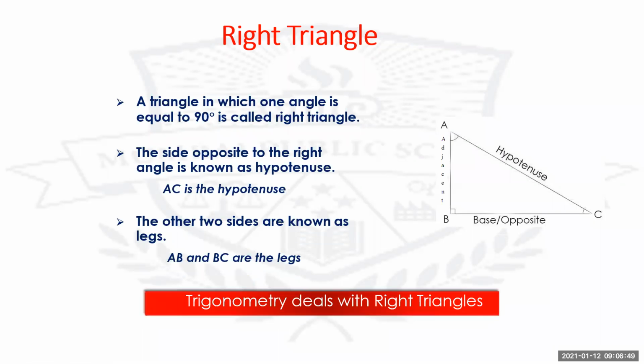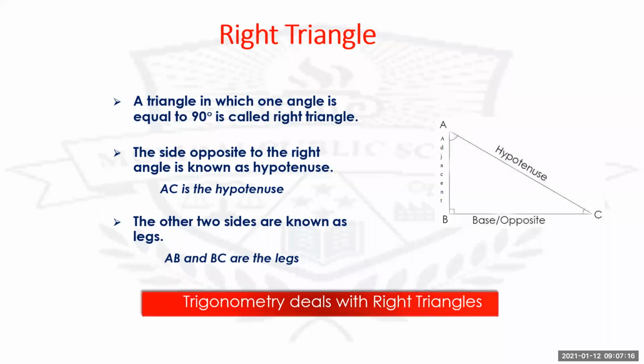Trigonometry deals with the right angle triangle. By application of the Pythagoras theorem, if the lengths of two sides are given, we can easily find the third side. So basically, when we are going to find unknown lengths, we are going to use this right angle triangle. So trigonometry deals with right angle triangles.